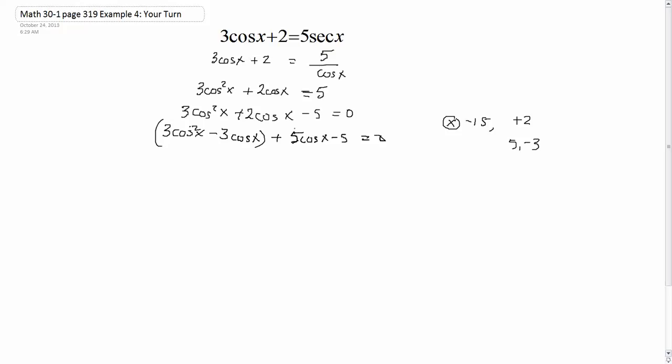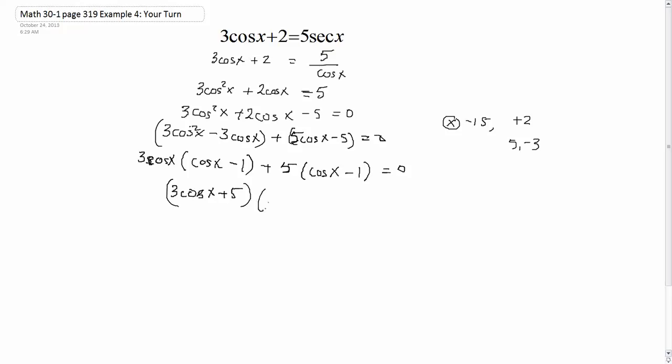Grouping our first and our last two terms, we see that we have a common factor of 3 cos x, and we're left with cos x minus 1. And we have a common factor of 5, and when we factor that out, we're left with cos x minus 1, and all of that equals 0. Finishing up our factoring, we have 3 cos x plus 5 and cos x minus 1, all equaling 0.